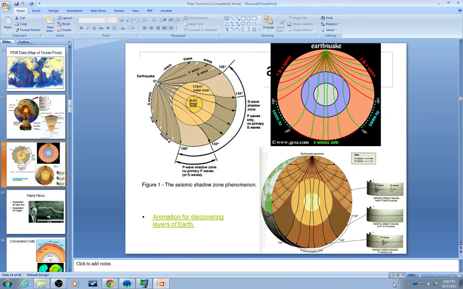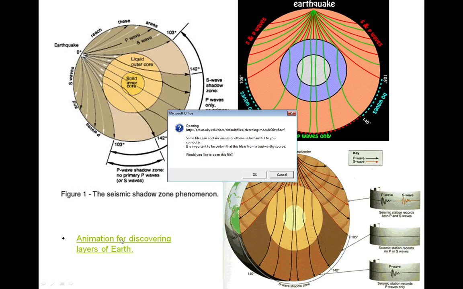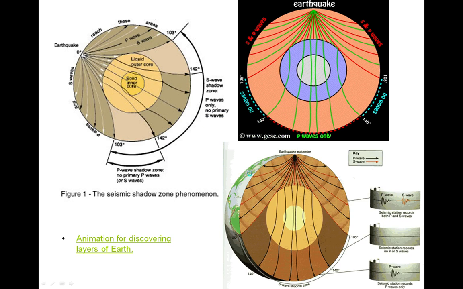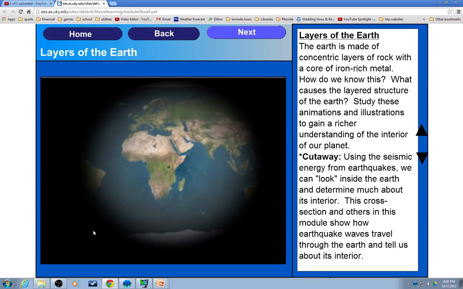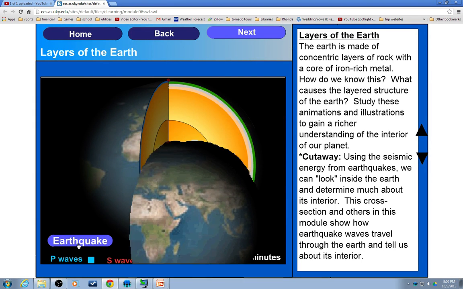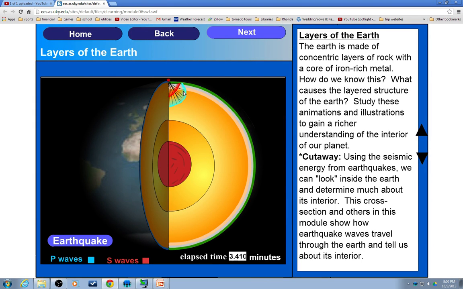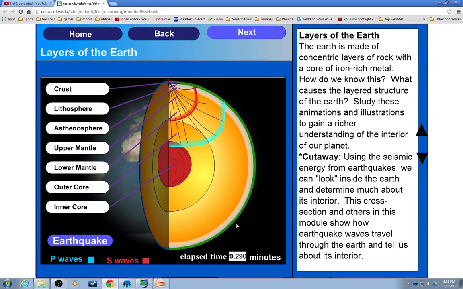Okay, let's try this again. There. So this animation shows these waves going through. So here's the Earth, and we're going to start the earthquake. So earthquake. P waves are the fast ones, that cyan color. The red ones are a little bit slower, the S waves. You see the red ones, the S waves are getting absorbed by the outer core, right? So we know it's liquid.